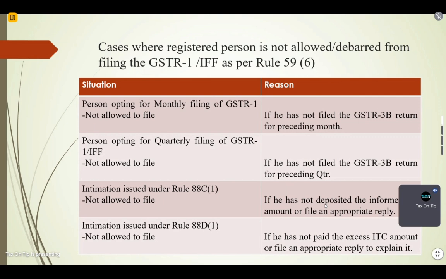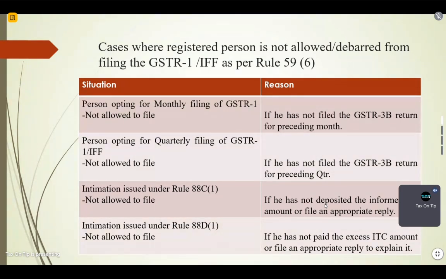Okay, so now that is 3B, the due date for which is the 20th of the succeeding month, or in case of quarter, the 20th of the end of the quarter. And maybe in different states there might be some different dates, 20, 22, 24th. I will cover that in the next session.